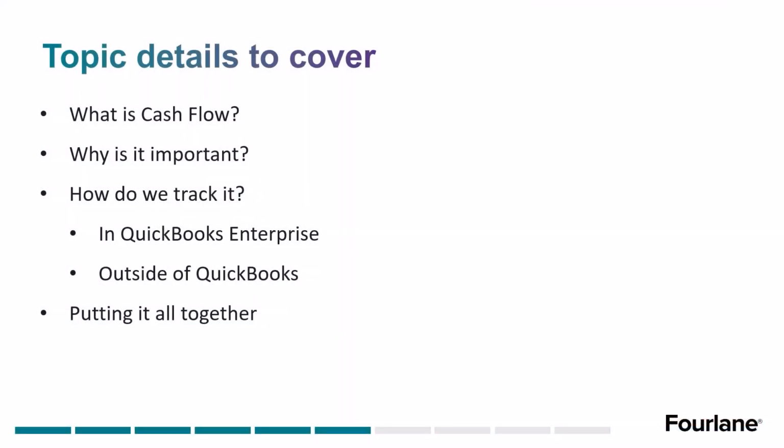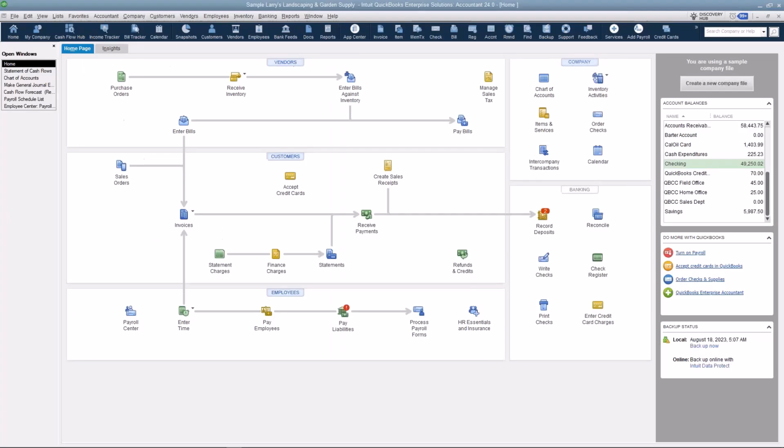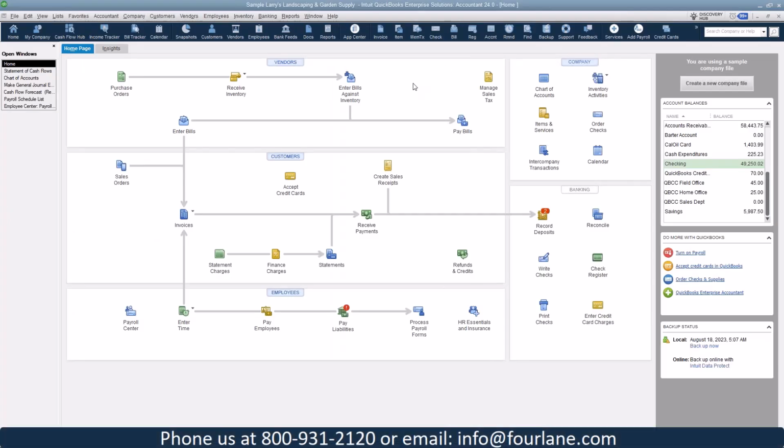So today we're going to cover what is cash flow, why is it important, how do we track it both within QuickBooks and outside of QuickBooks, and then we'll wrap it all up together, okay? So I'm going to switch over to my sample file here. If you've been on one of these webinars before, you know that with sample files, sometimes the dates are a little bit silly, but we're going to roll with it, okay?